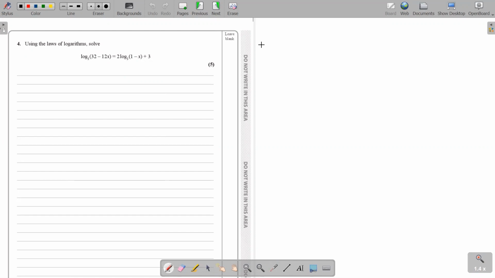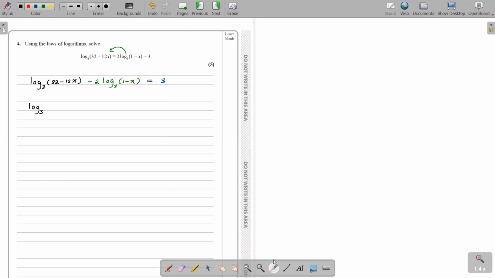We can take both the log terms to one side. So what do I get here when I take the log terms to one side? Log base 3, 32 minus 12x here. I can take this to the other side as a negative. Minus 2 log base 3, 1 minus x equals to what? Equals to 3. Do you agree with me? I took the 3 here and took this to the other side. Are you with me? Okay, now what we do is log base 3.